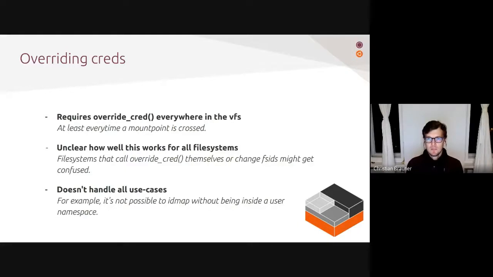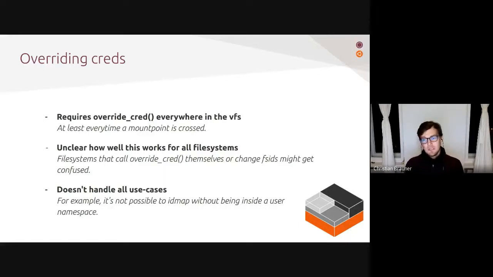Then you need to take care to allocate it at the beginning of path lookup before you are actually entering into RCU, which is already problematic. It also requires override cred everywhere in the VFS, at least every time you're crossing a mount point. And I'm not completely clear how well this works for all file systems. This might just be me and I would need to do another audit, but file systems that call override cred themselves or change FS IDs might get confused with this approach.